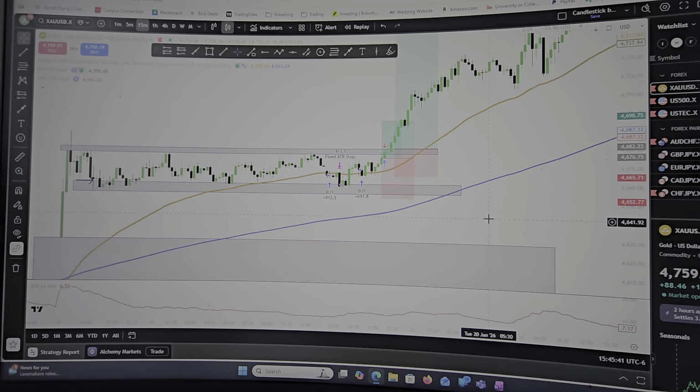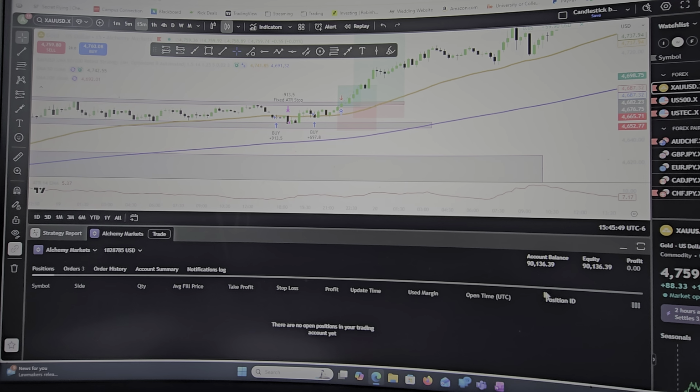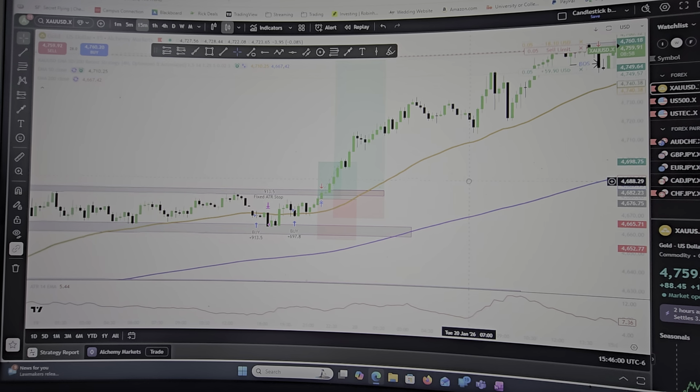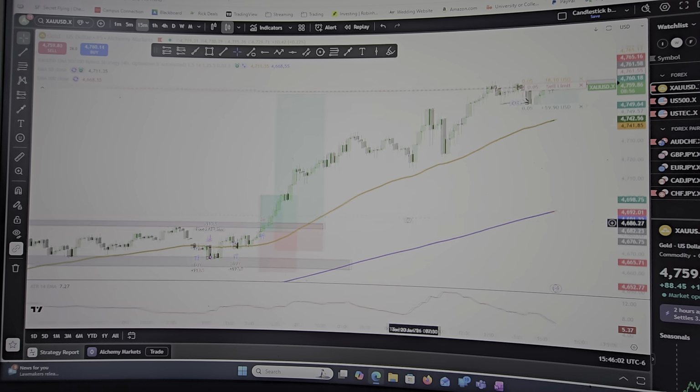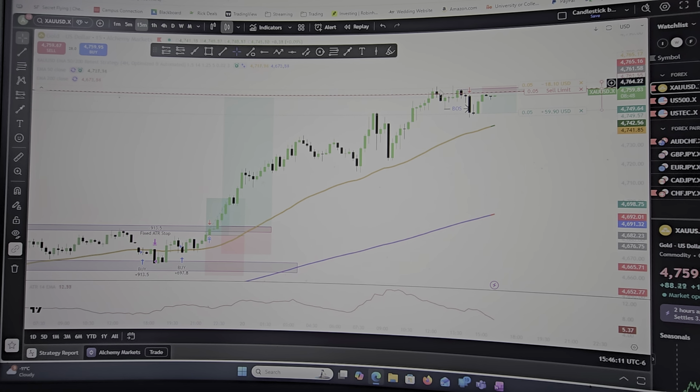So yesterday I got into this trade right here for my FXify funded account. So I got into the trade here, as you can see, and then I exited right up here for a profit of about $75, if I'm not mistaken.